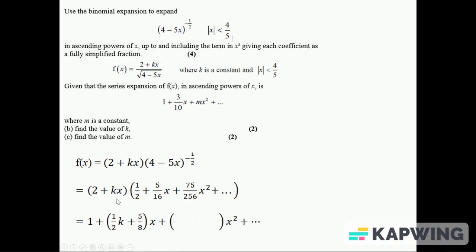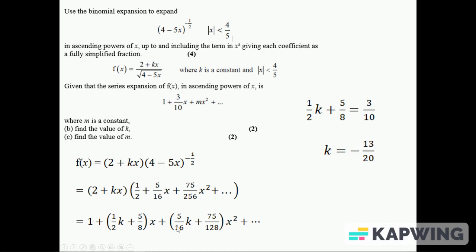And then the x squared term, again, there's 2 ways to get the x squared term. I can multiply these 2 terms together, and the coefficient of x squared for those will be 5/16 of k. And also I can do the 2 times the x squared term here, and that'll give me 75 over 128. Now I'm going to work out what the value of k is. We can do this because we know that this is equal to 3 over 10, the coefficient of x. Half k plus 5 over 8 is equal to 3 over 10. If I solve that, take away 5/8 and multiply by 2, I get minus 13 over 20.